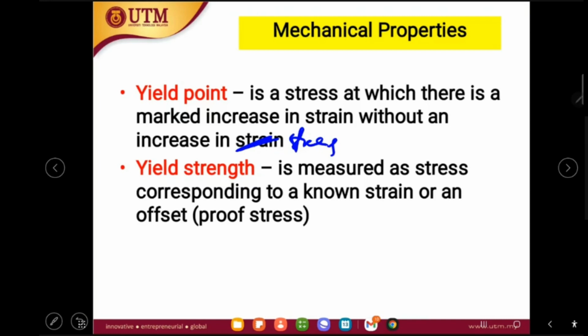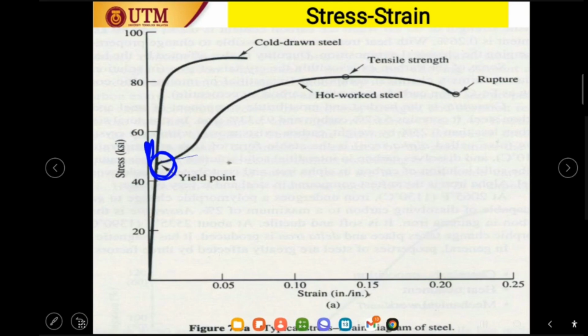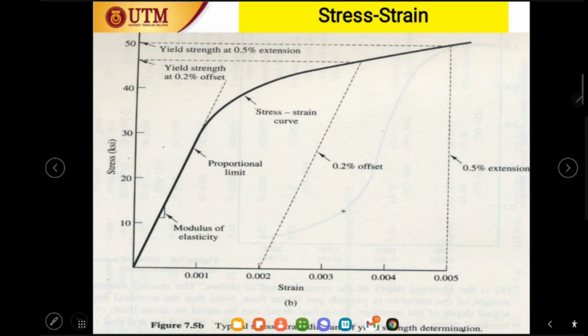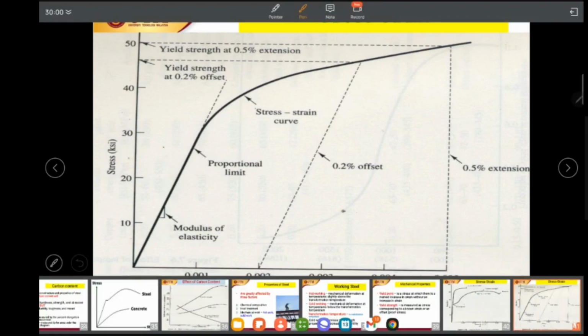When we are designing, for example, if you want to design a steel structure, you want to use H sections or I sections. Normally we design based on the yield strength of a material, but not as the ultimate strength. We do not design the steel section using the tensile strength, but we design it using the yield strength of the stress.